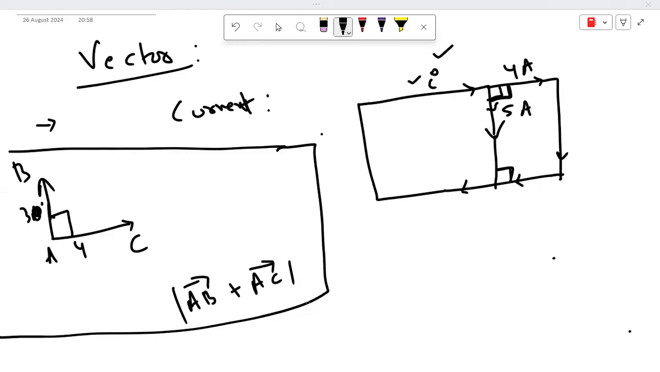If they do not follow that, they are not vectors. And current does not follow that. Even pressure does not follow that. That is why even pressure is not a vector, even though it has a direction and magnitude. Okay.